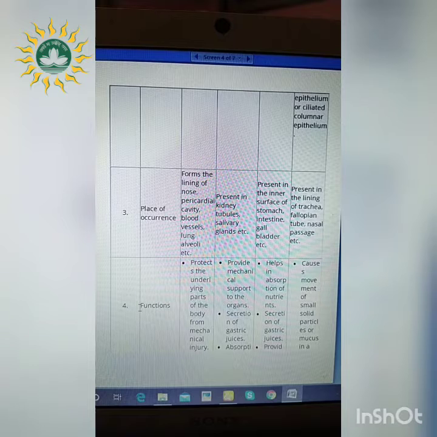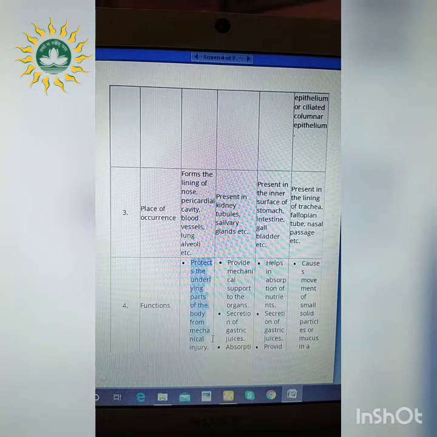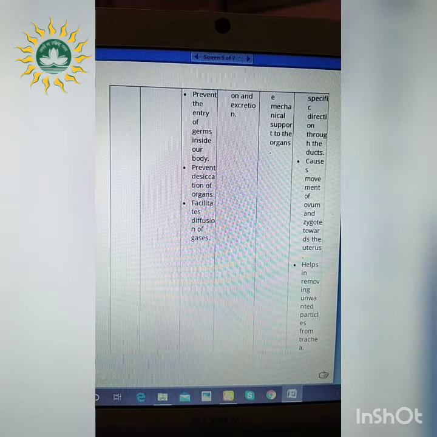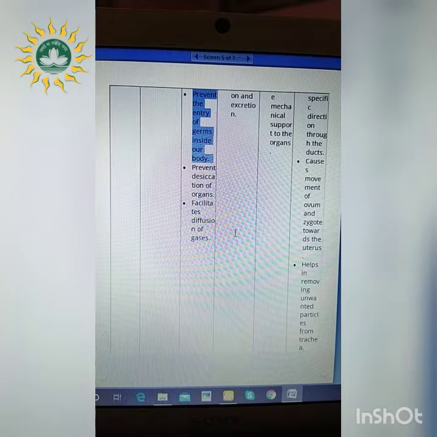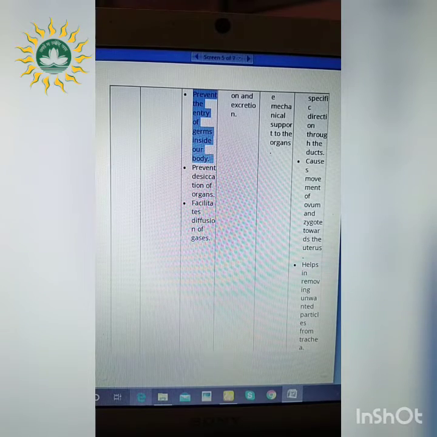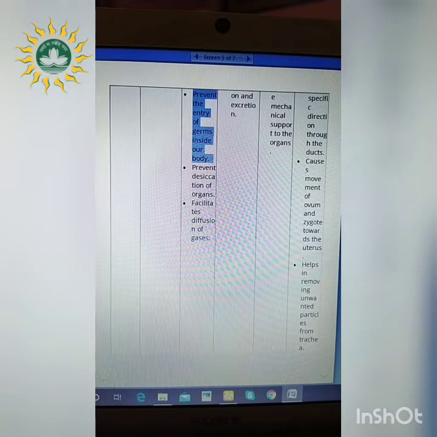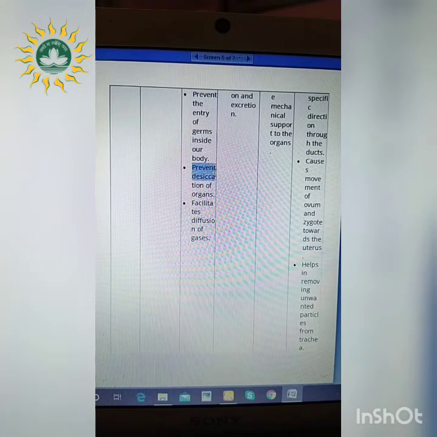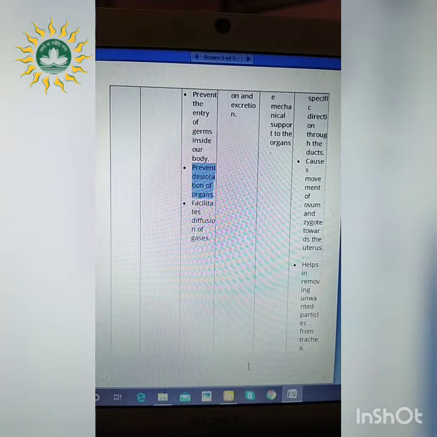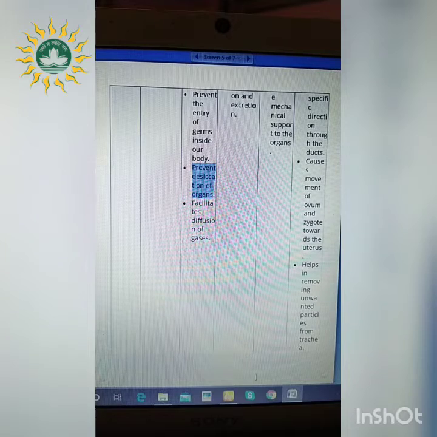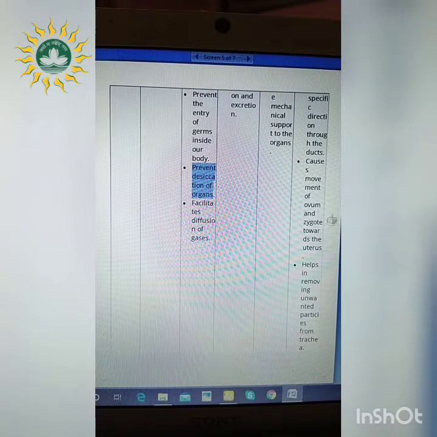The fourth characteristic property, that is function. What is the function of squamous epithelium? It protects the underlying parts of the body from mechanical injury. So any type of mechanical injury is prevented with the help of squamous epithelium. Secondly, it prevents the entry of germs inside our bodies. That means any type of germs is unable to enter our body, as a means of protection. Thirdly, it prevents desiccation of organs. What is desiccation? I've mentioned previously that desiccation is the removal of water, right?